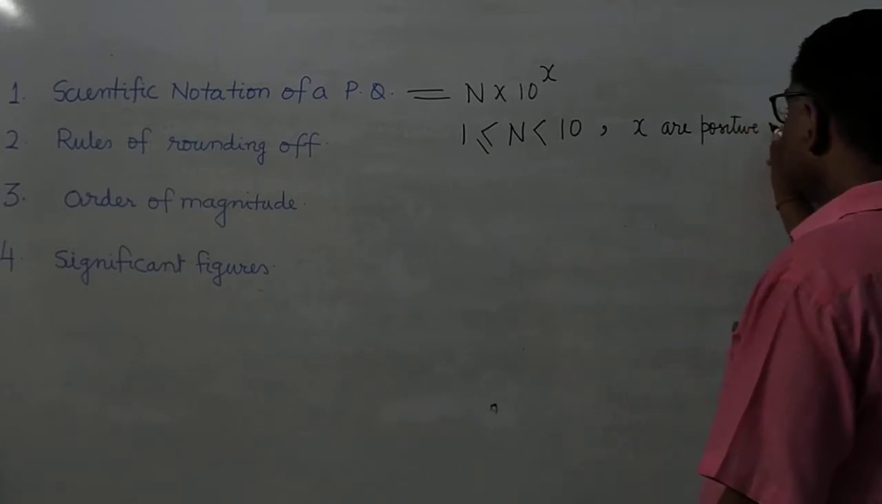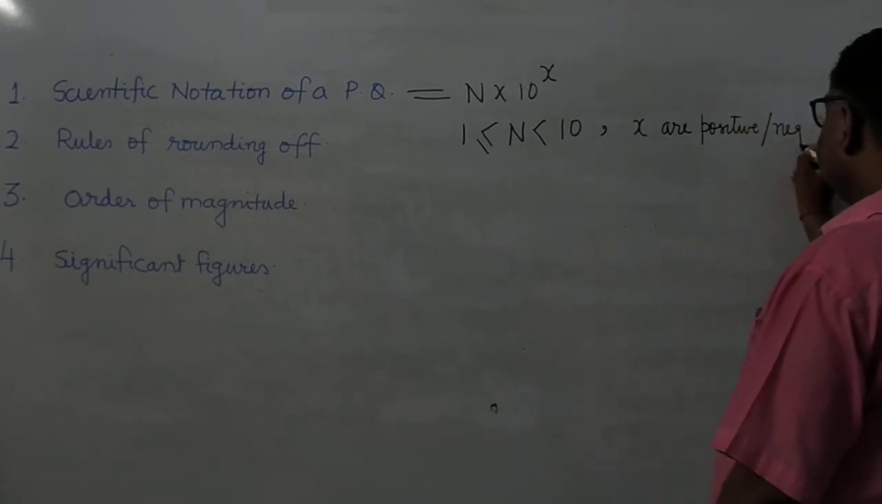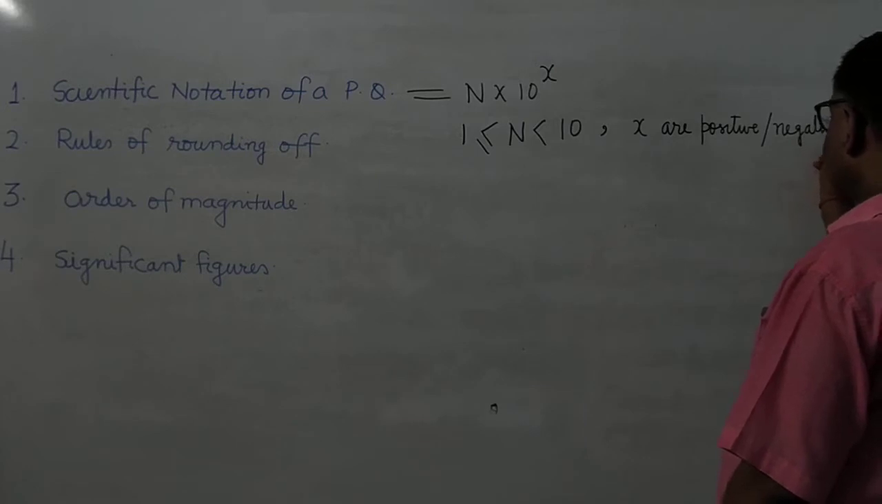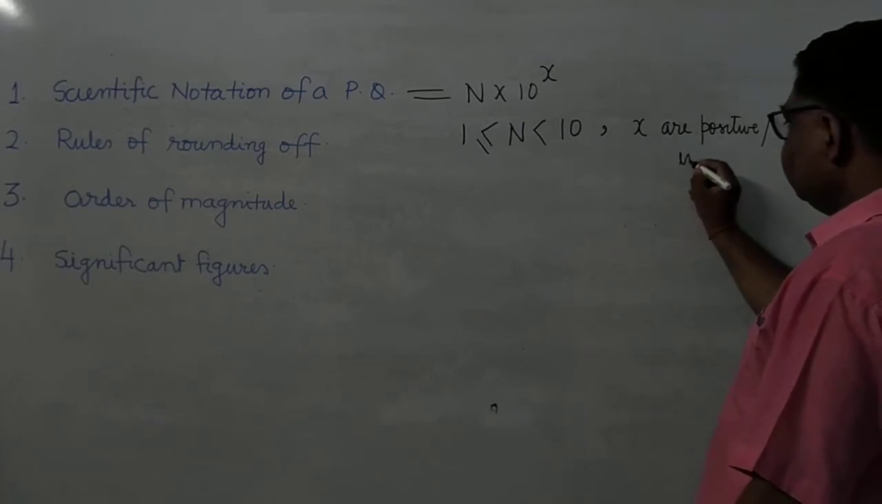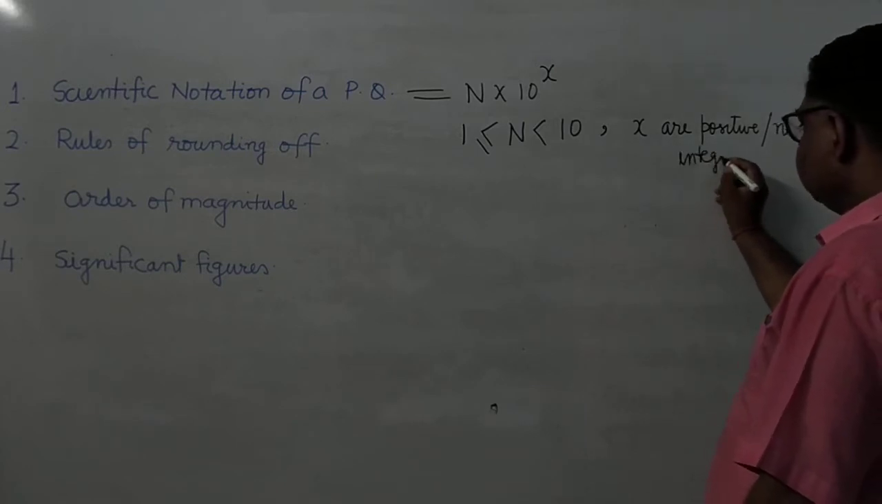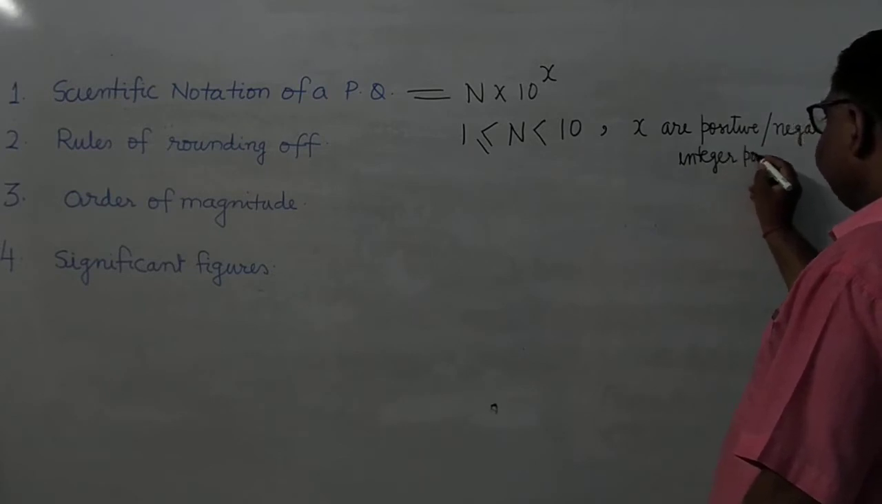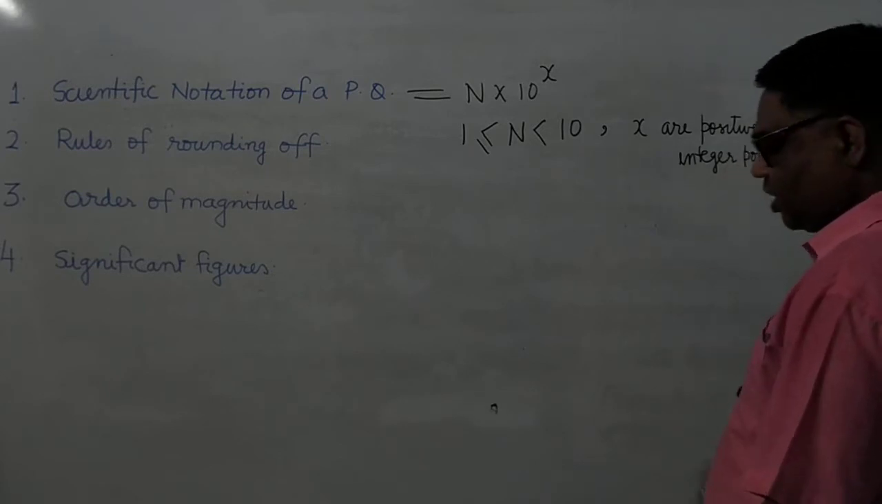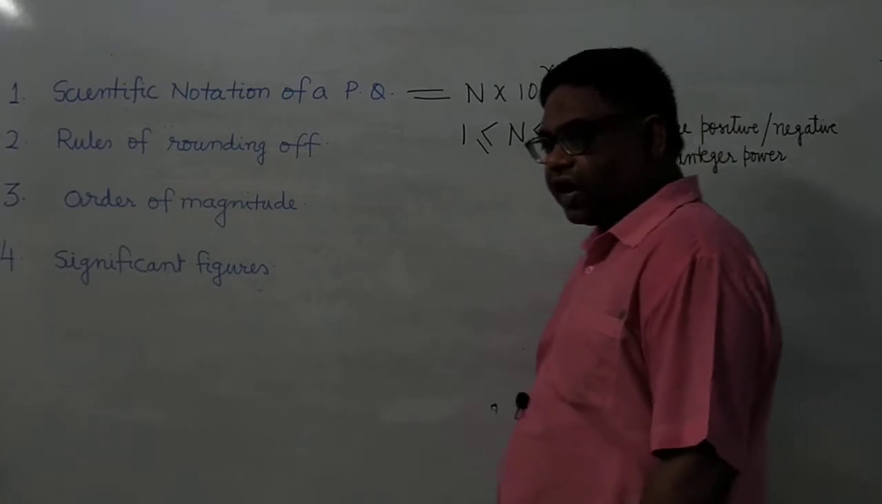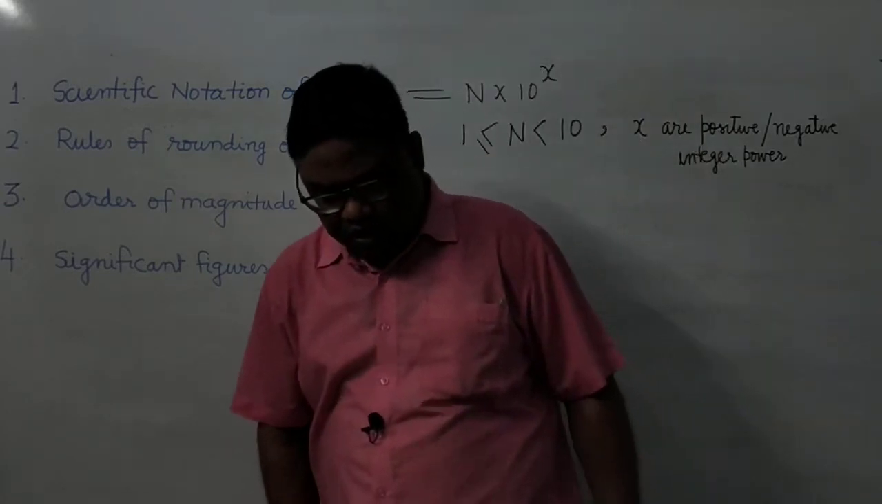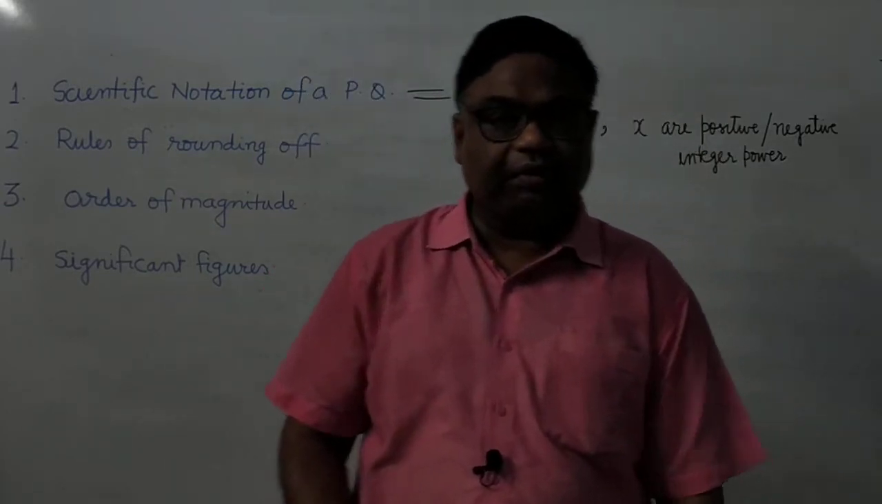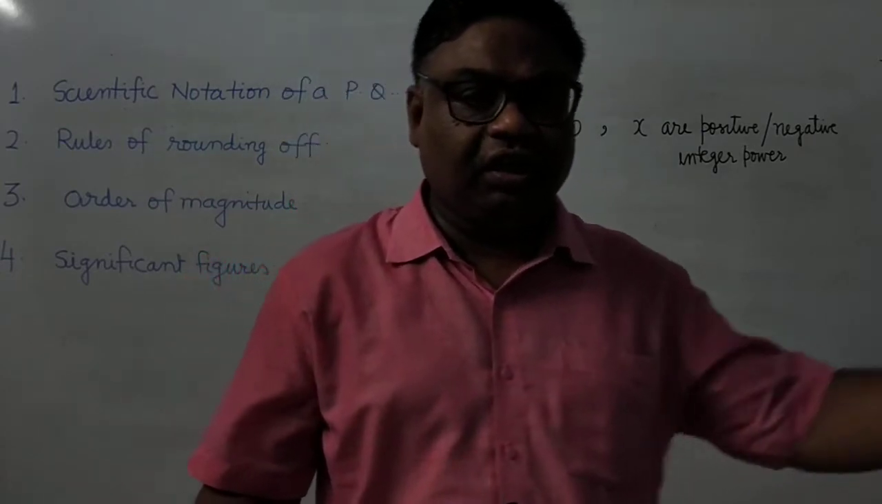Positive or negative integer powers. Integer power means here it will be equal to -5, -3, -2, 5, 3, 2 and so on. It's clear? So this may be the positive or negative integer powers.